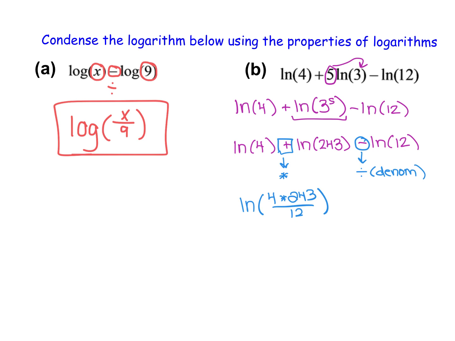Then from here I'm going to simplify this just a little bit. 243 times the 4 in the numerator gives me 972, which then, when I divide that by 12, leaves me with the natural log of 81.